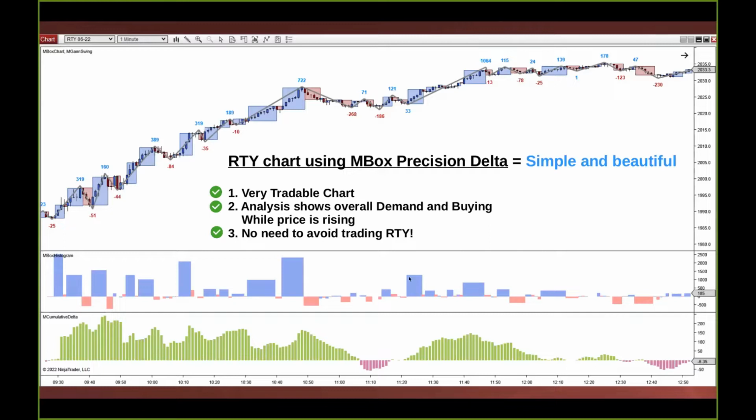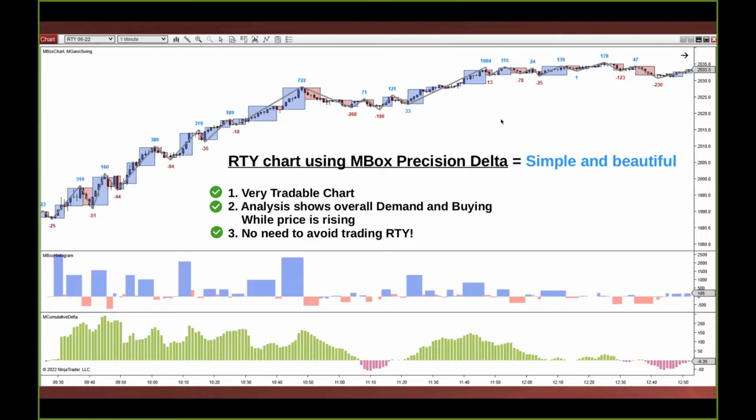Same thing in the MBox histogram. We see that the buying is exhausted, and also we got rid of all those minuses here. That would indicate sell imbalances, which were not accurate at all. In fact, with the Precision Delta, we get a buy imbalance of plus 33 here, which means there's more buying than selling on this down wave. And then the price goes up after that. So this is what MBox Precision Delta is all about.